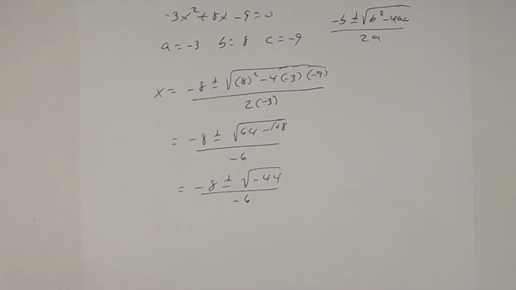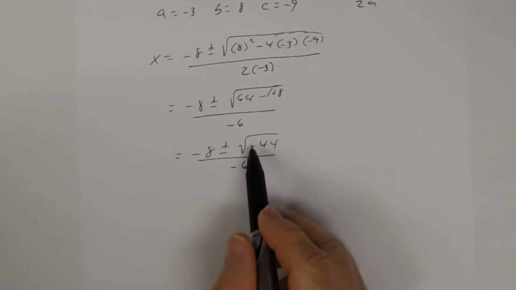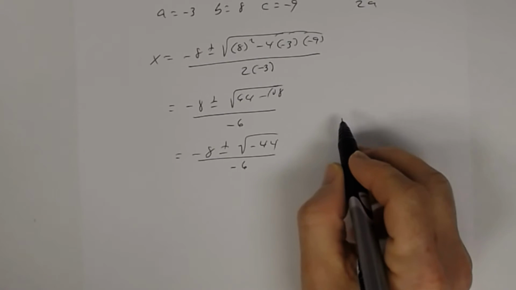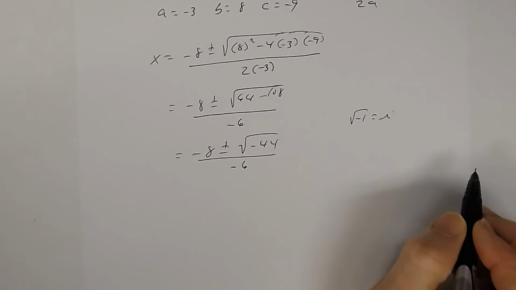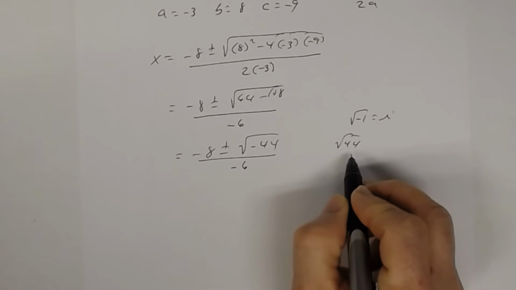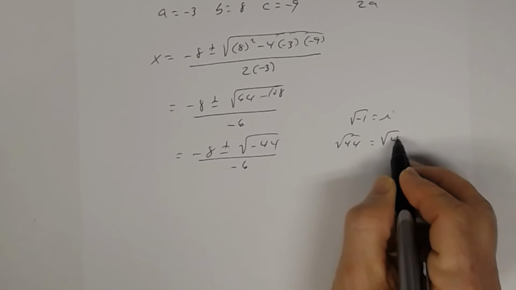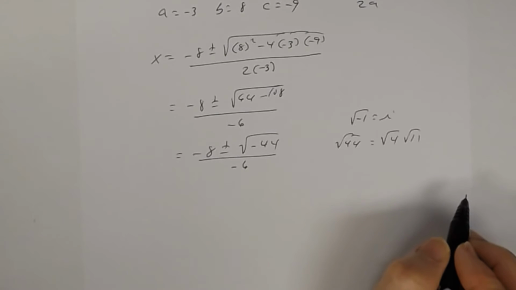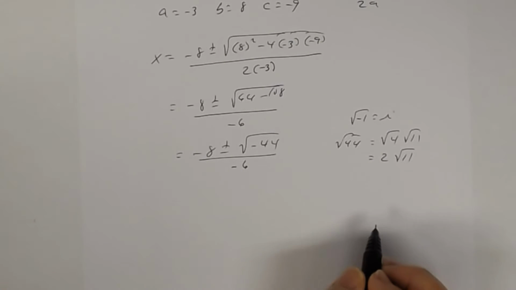Okay? All right, now see this square root of a negative number, so I'm going to get these imaginary numbers again. So remember the square root of negative 1 is defined to be i. Also notice that the square root of 44, I can simplify. The largest perfect square that goes into 44 is 4. So it'll be the square root of 4 times the square root of 11. And the square root of 4 you know is 2. So you get 2 square root of 11.